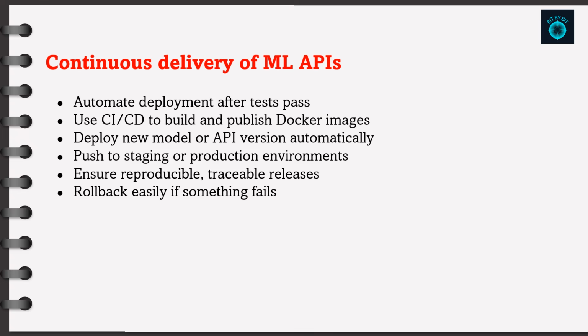The next point, ensure reproducible, traceable releases, means that every deployment is linked to a specific Git commit and Docker image tag. You can always trace back which version of the model, code, and data was used for any prediction. That level of traceability is one of the main goals of MLOps.